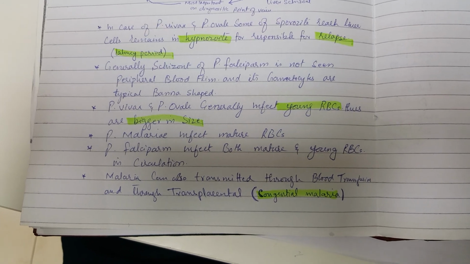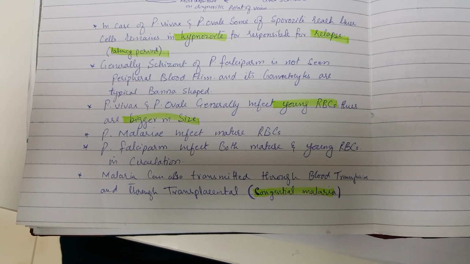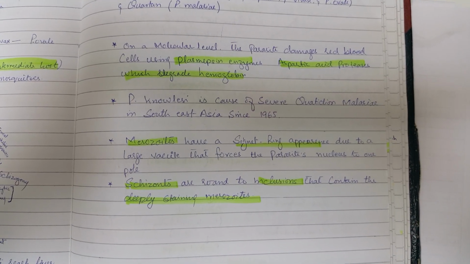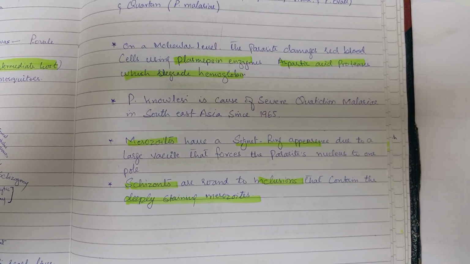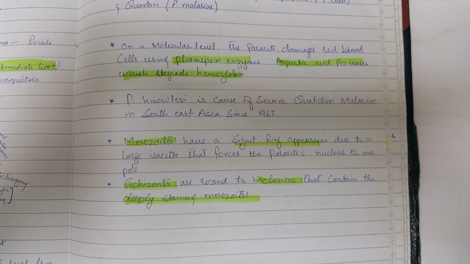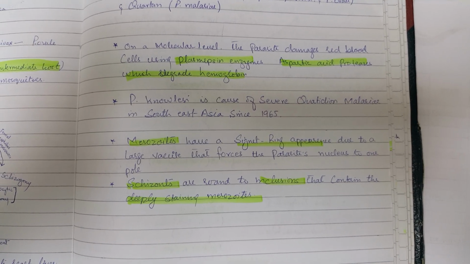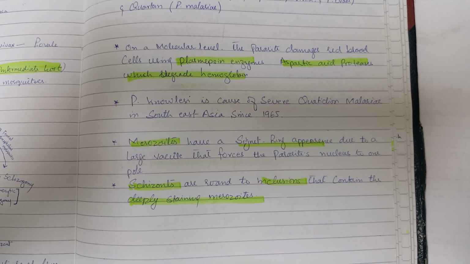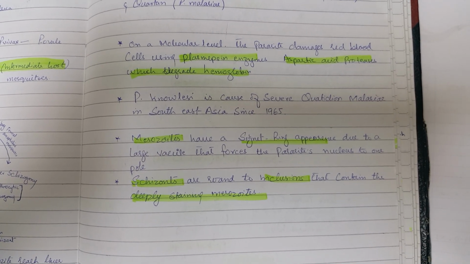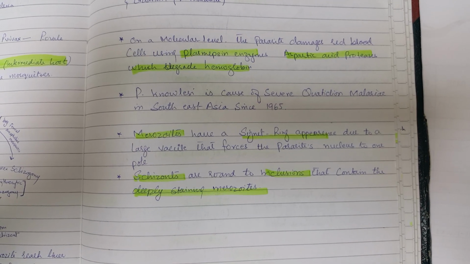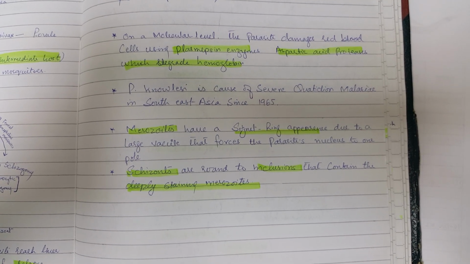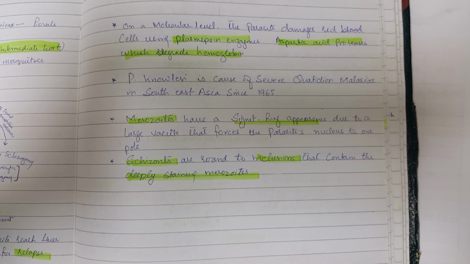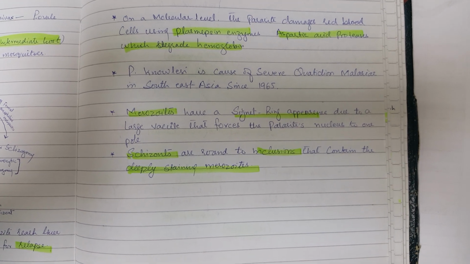Malaria is also transmitted through blood transfusion and transplacentally as congenital malaria. On a molecular level, the parasite damages the red blood cells using plasmepsin enzyme and aspartic acid proteases, which degrade the hemoglobin. P. knowlesi is known as the severe quotidian malaria in Southeast Asia since 1965. Trophozoites have a signet ring appearance due to a large vacuole that forces the parasite nucleus to one pole, and schizonts are round inclusions that contain the deeply staining merozoites.